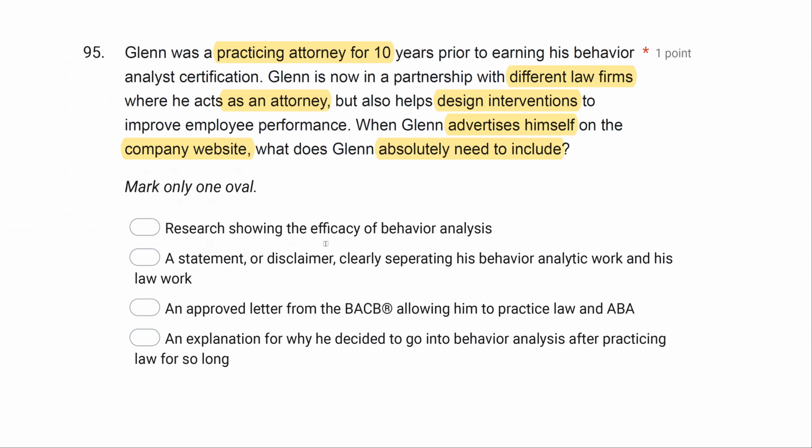What he does absolutely need to include is this statement or disclaimer separating the two. This is my ABA work. This is my law work. I'm not commingling those two. And if I do, it's clearly stated why, and I'm following the dimensions. All other times, they're separate. He has to make that very, very clear.